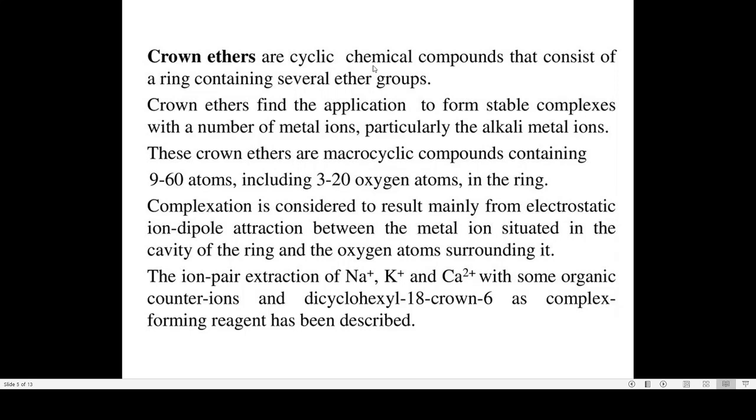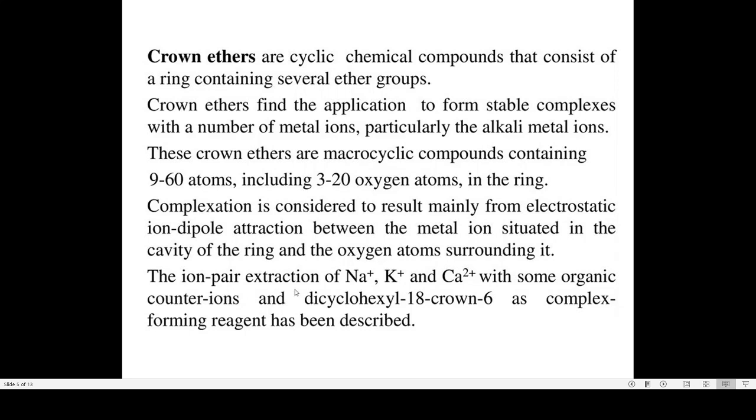So, crown ethers are cyclic chemical compounds that consist of a ring containing several ether groups. Crown ethers find application in forming stable complexes with a number of metal ions, particularly alkali metal ions. The crown ethers are macrocyclic compounds which may contain 9 to 60 atoms, including 3 to 20 oxygen atoms in the ring. The complexation is considered to result mainly from the electrostatic ion-dipole attraction between the metal ion, which is situated in the cavity of the ring, and the oxygen atoms surrounding it.